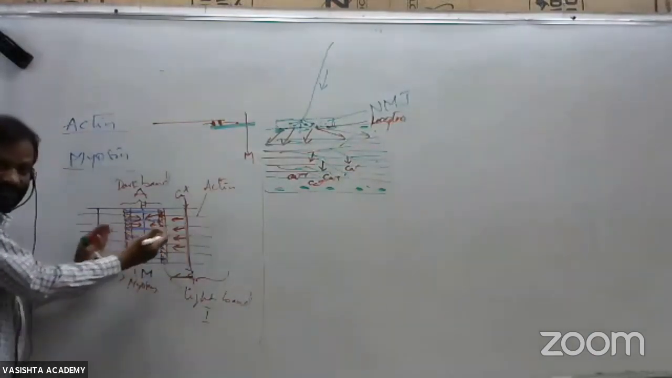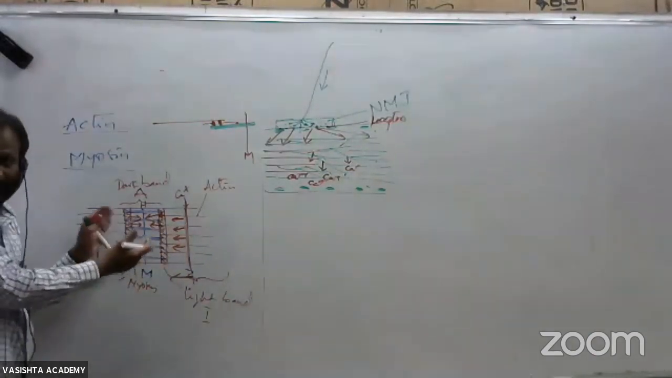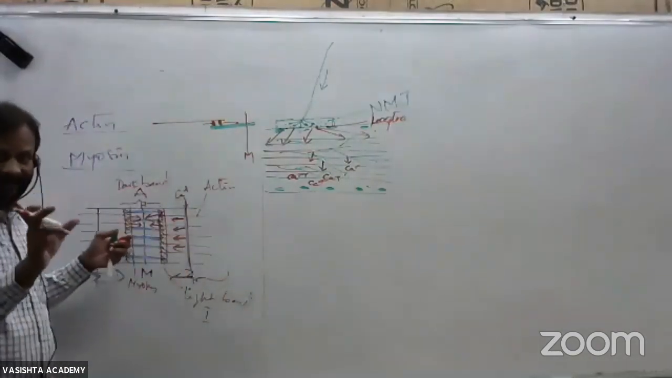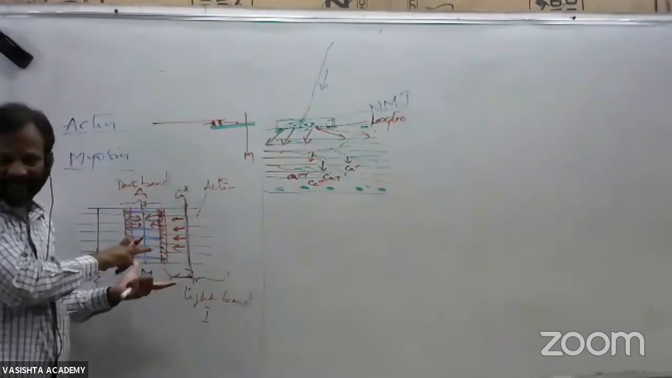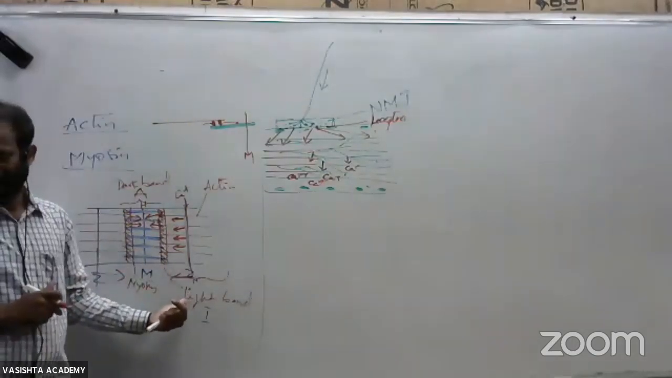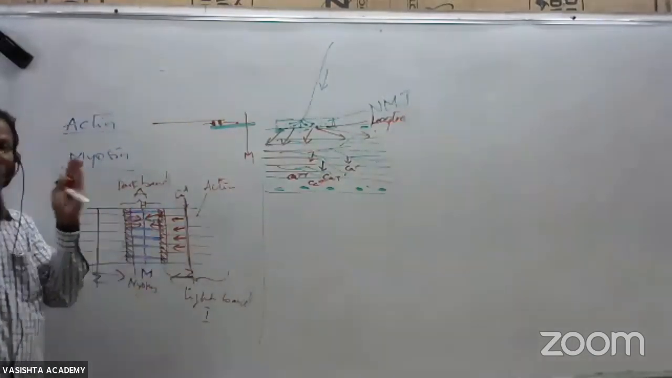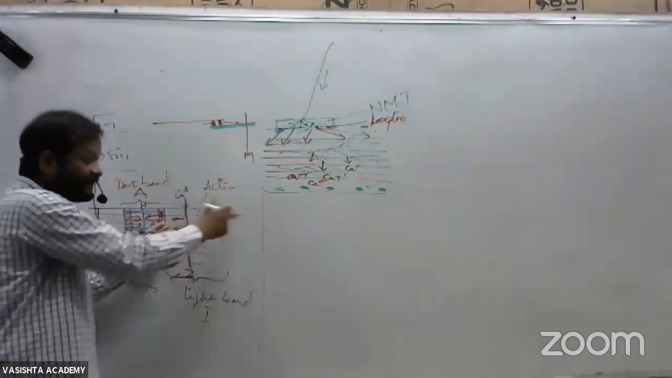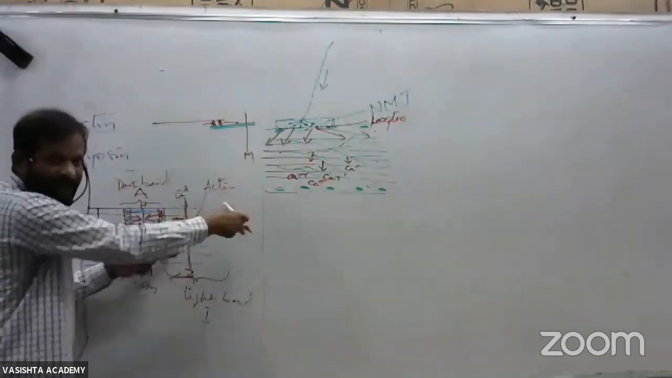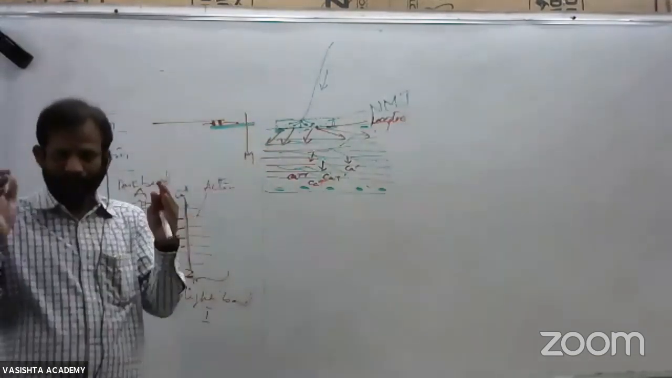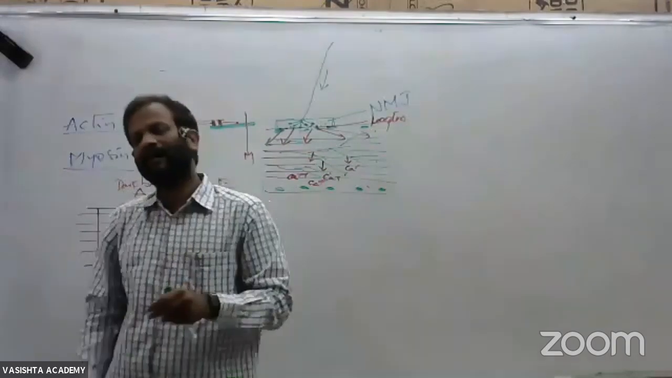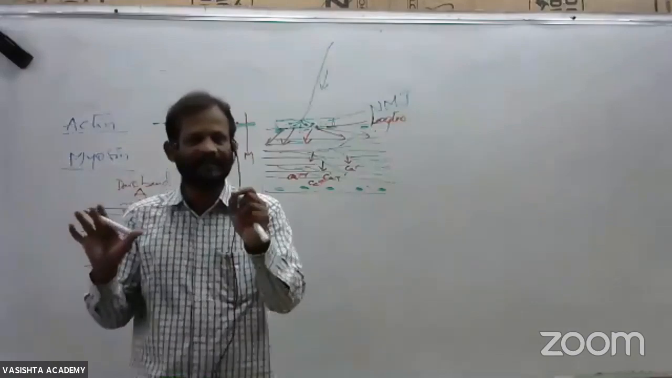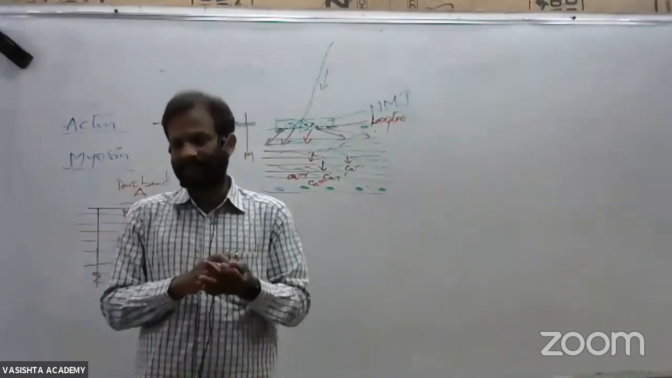What happens to the length of this sarcomere? Yesterday I told you the sarcomere is the unit of muscle contraction. That means the area between two successive Z lines is called a sarcomere. So that complete sarcomere becomes short. Because this sarcomere is repeated again and again, all the sarcomeres will become short. What will happen to the complete length of the muscle fiber? It becomes very short. That is nothing but muscle contraction.